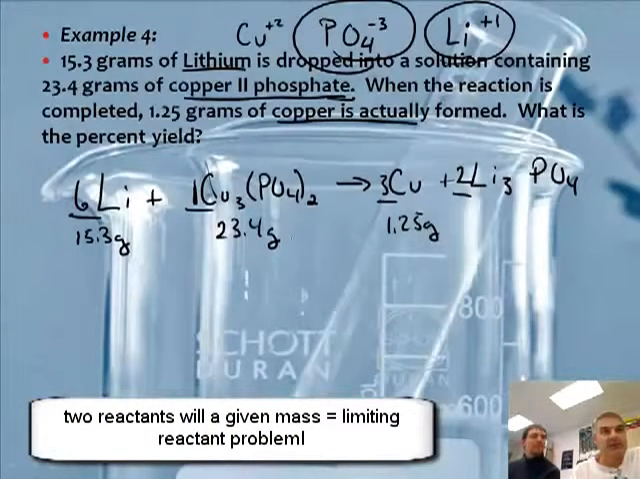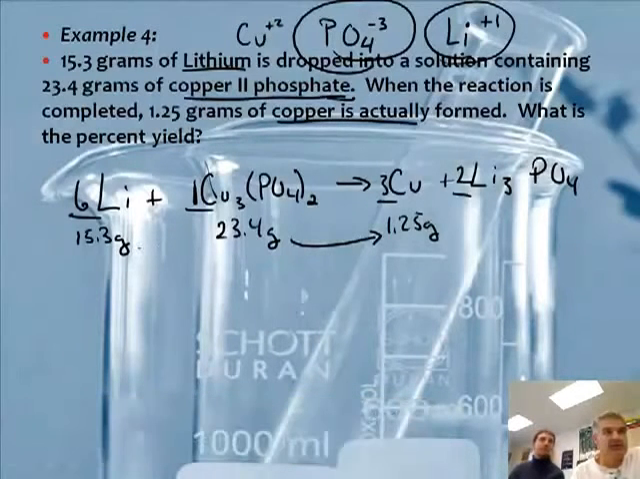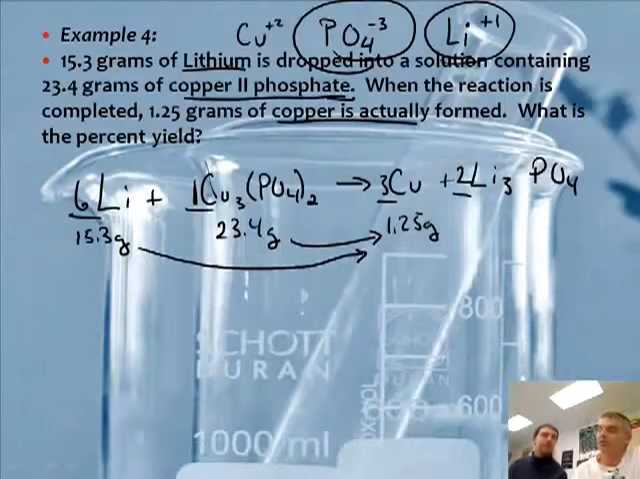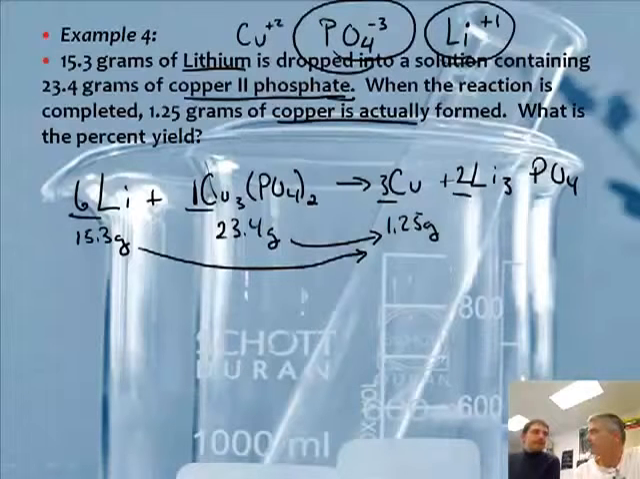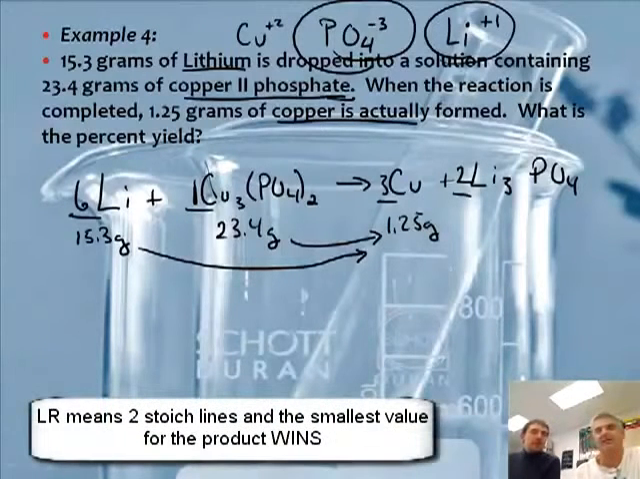So, guys, what we're going to do is convert grams of copper phosphate to grams of copper, and then grams of lithium to grams of copper. The lowest one will win, and that will be the number. That number needs to be larger than 1.25. In theory, it could be more than 100%, but that's not going to happen. And then we'll divide to find our percentage of yield.